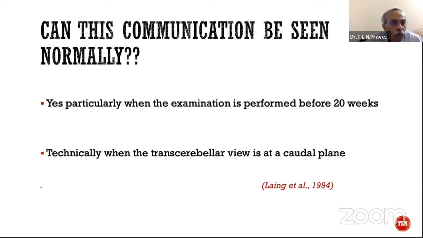That is, if you are tilting your transducer in a transcerebellar view more caudally, in that situation you will miss the vermis, and it appears as if you have an absent vermis or a hypoplastic vermis. So the technical aspect and the gestational age at which you are scanning the fetus is what is important as far as the communication of the fourth ventricle with the cisterna magna. So that's how you decide the normalcy of it.